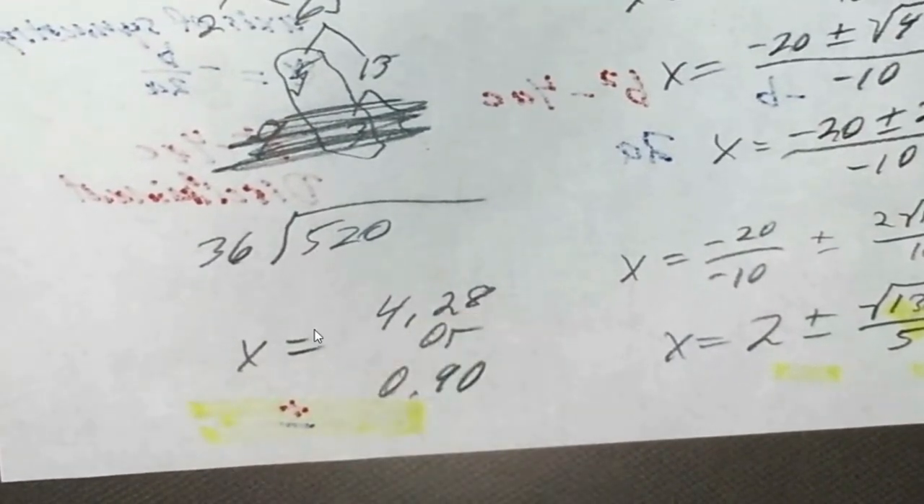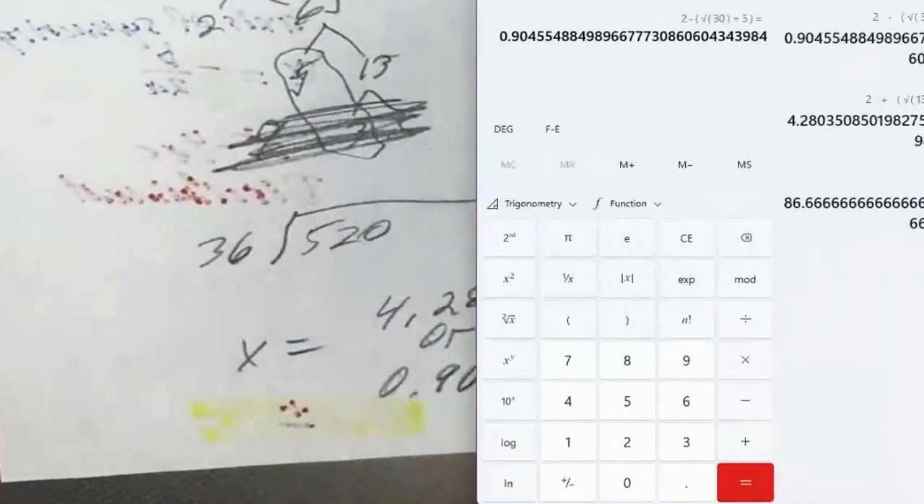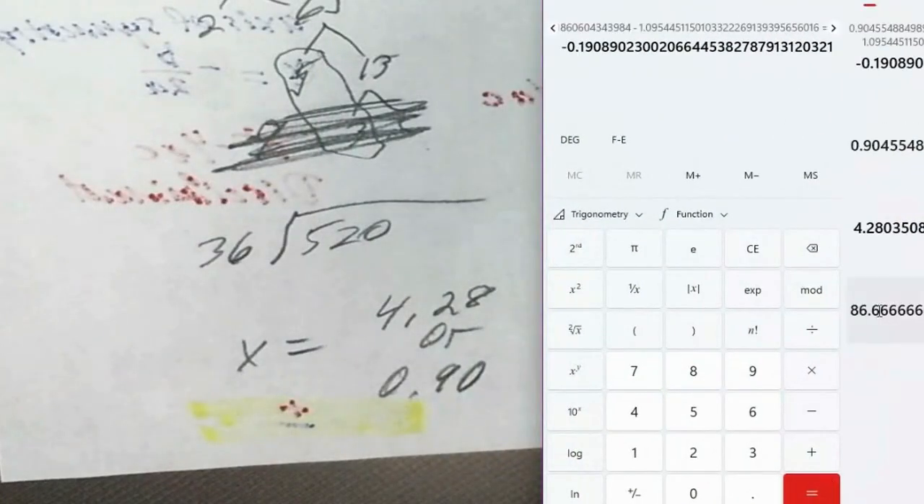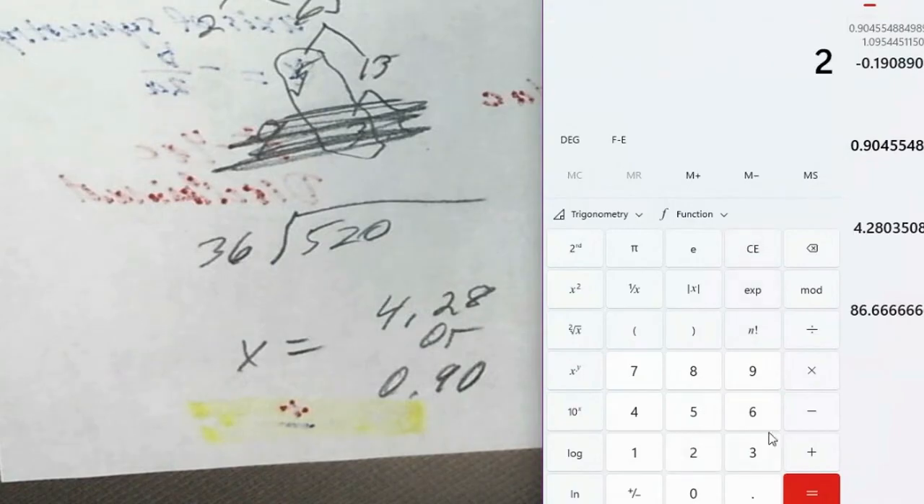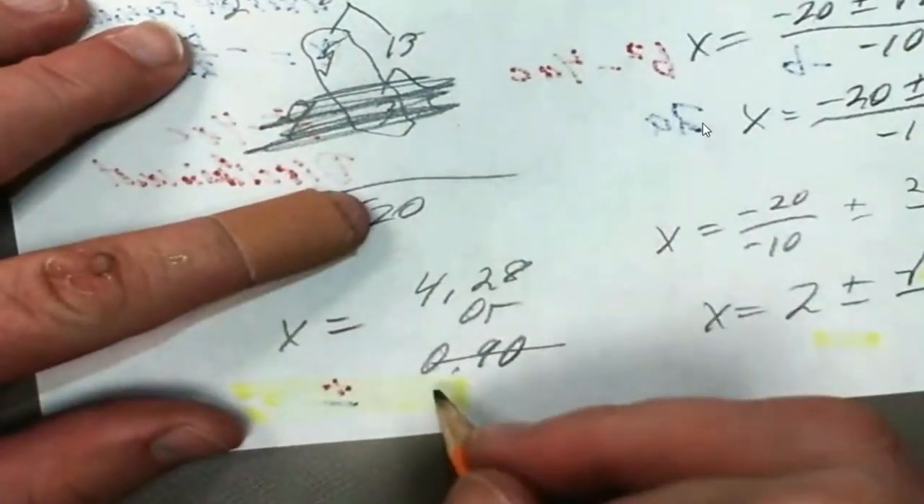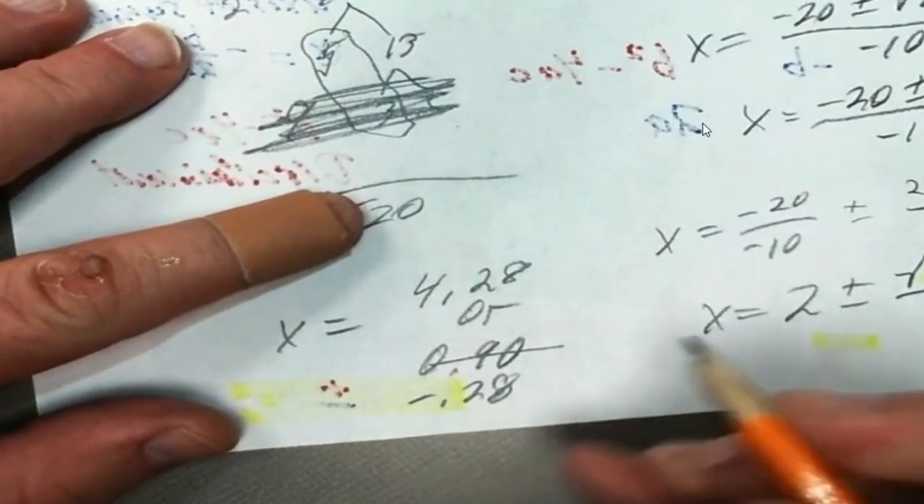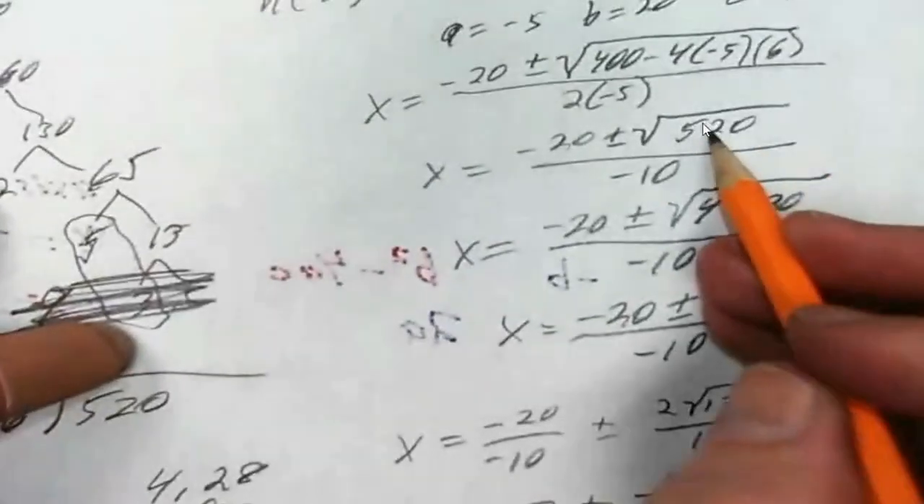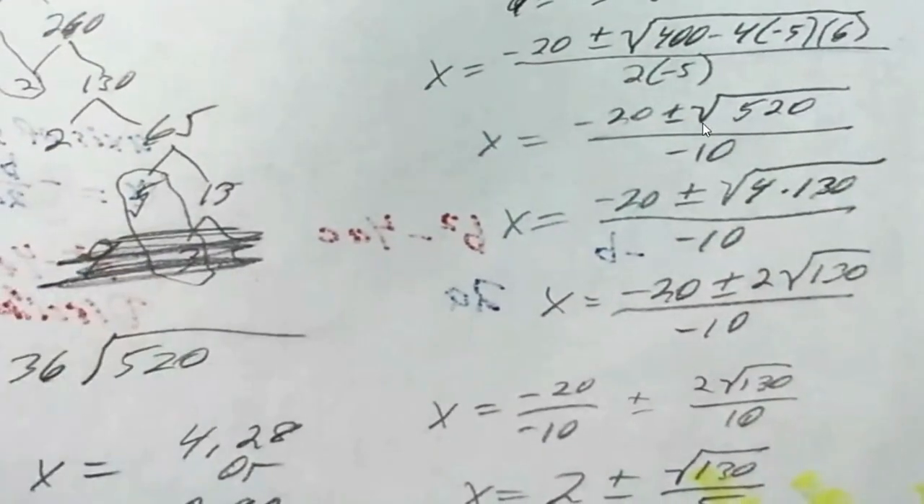Let's check our math again real quick. Oh, I didn't hit the final equals. 2 minus parentheses square root of 130 divided by 5 parentheses. Yeah, it is negative 0.28. We do have the same number. But at this point, they bailed and made that a decimal. I was trying to do it more mathematically accurate.